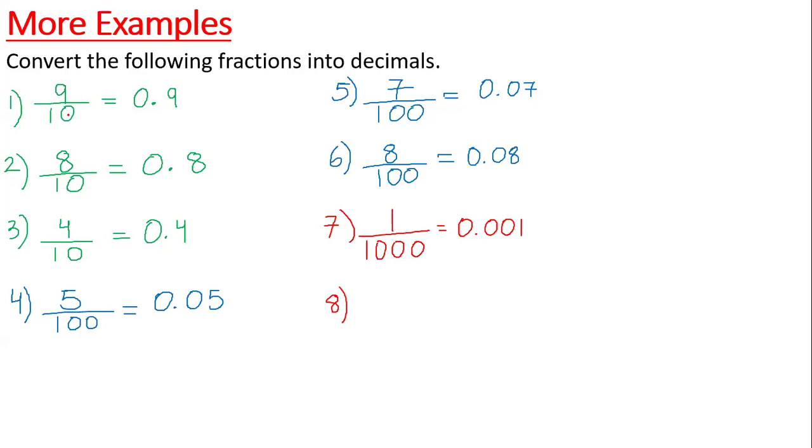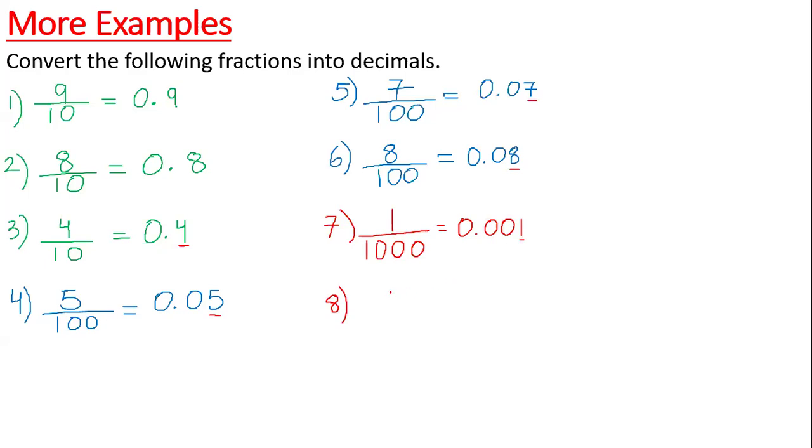Look at this. This is 9/10 because it's in the 10th place. This is 8/10, so this is 0.8. This is 4/10, 4 is in the 10th place. And this is 5/100, 5 is in the 100th place. This is 7/100, and this is 8/100. And this is 1/1000, 1 is in the 1000th place.